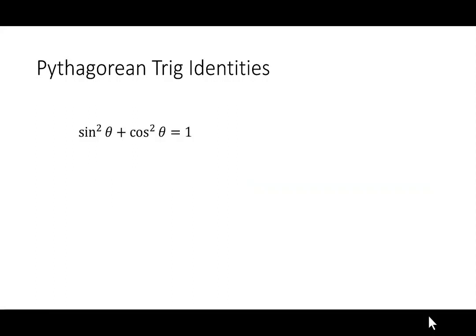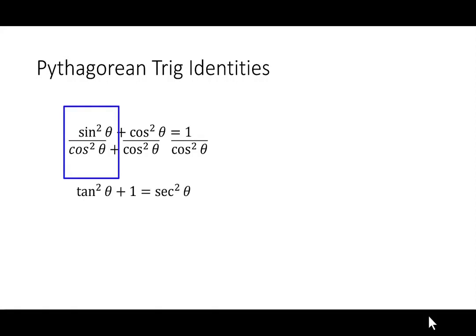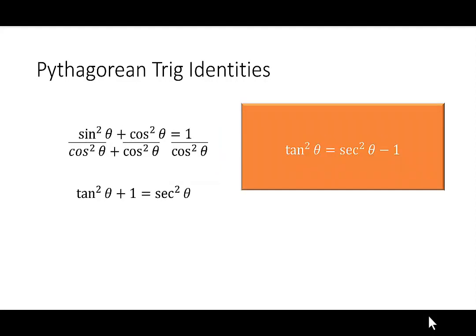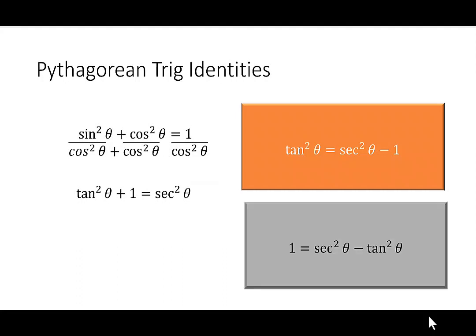If we divide each term of sine squared theta plus cosine squared theta equals 1 by cosine squared theta, we'll get that sine squared theta over cosine squared theta is tangent squared theta, cosine squared theta over cosine squared theta is equal to 1, and 1 over cosine squared theta is secant squared theta. We can solve this equation for tangent squared theta and get that tangent squared theta is secant squared theta minus 1. We could also write that 1 is equal to secant squared theta minus tangent squared theta.